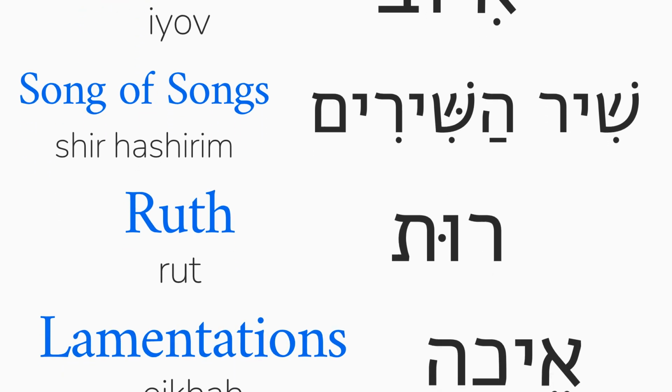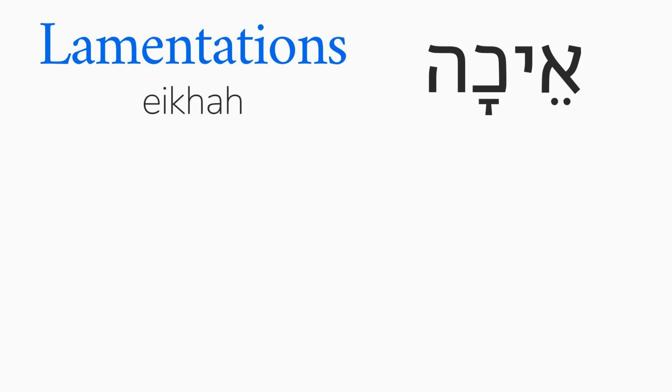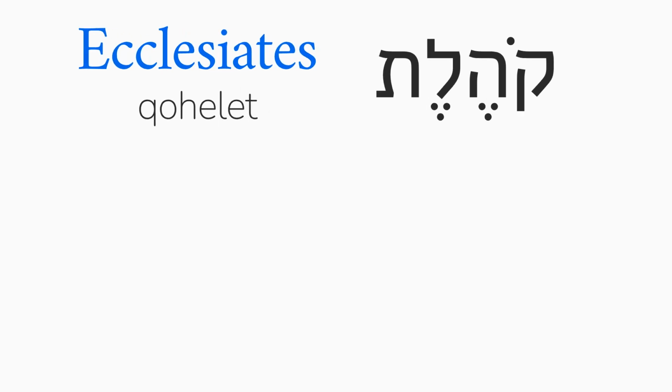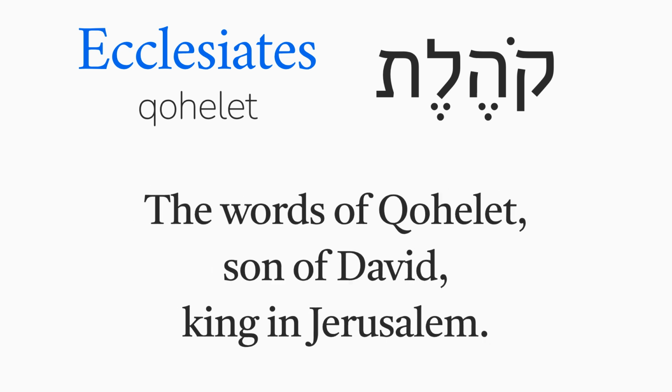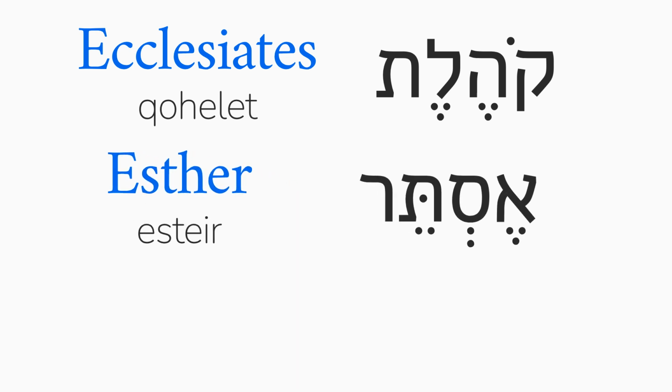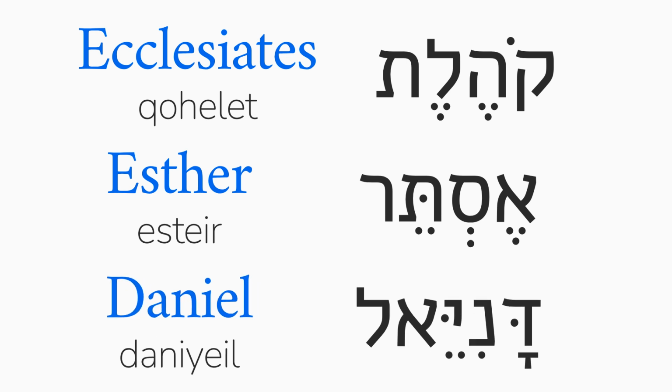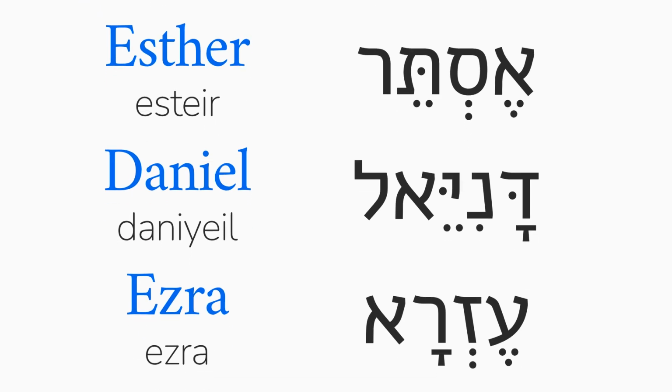The next book, Lamentations, is called Echa in Hebrew. Echa means how, and is a cry of distress used at the beginnings of chapters 1, 2, and 4 of the book that bears its name in Hebrew, Echa. The next book, Ecclesiastes, is called Kohelet in Hebrew, after the name of the narrator, the words of Kohelet, son of David, king in Jerusalem. Then we have Esther, Daniel, Ezra, and Nehemiah.